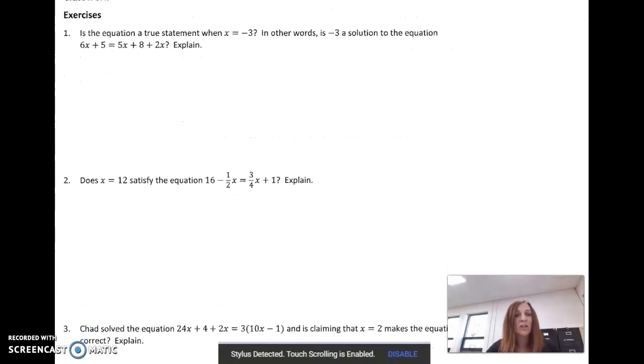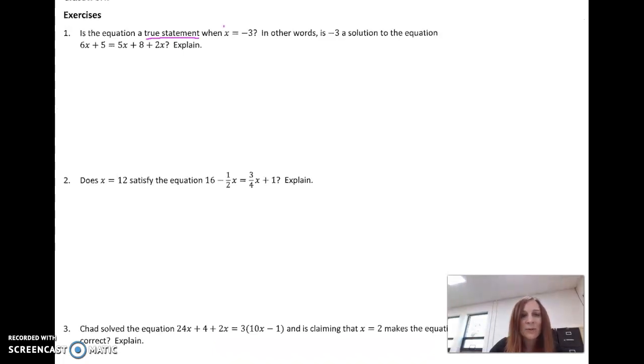Is the equation a true statement when x equals -3? In other words, is -3 a solution to the equation? And then we have to explain. Okay, so basically, you have been doing this for a long time. Maybe it's written a little differently. It'd say 6x plus 5, solve when x is -3. That's all we're doing. But we're putting this equal sign in here now, and we're going to say yes, it's a solution, or no, it's not.